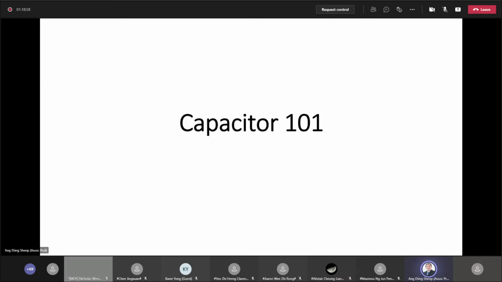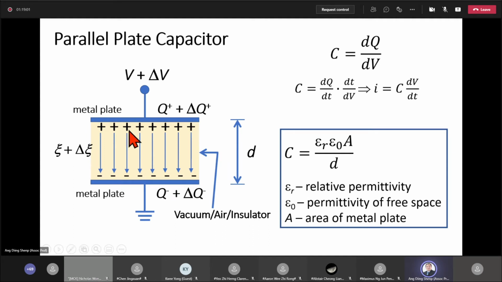So what does a capacitor do? A capacitor stores charge, and the amount of charge it stores can be changed by the voltage applied across the capacitor. Now, the simplest form of capacitor is the parallel plate capacitor, shown on the diagram on the left here. Essentially, a parallel plate capacitor has two plates separated by a certain distance d. Now, if you ground one plate and apply a positive voltage to the other plate, positive charges will be deposited on the upper plate, and the positive charges will induce an equal amount of negative charges on the bottom plate.